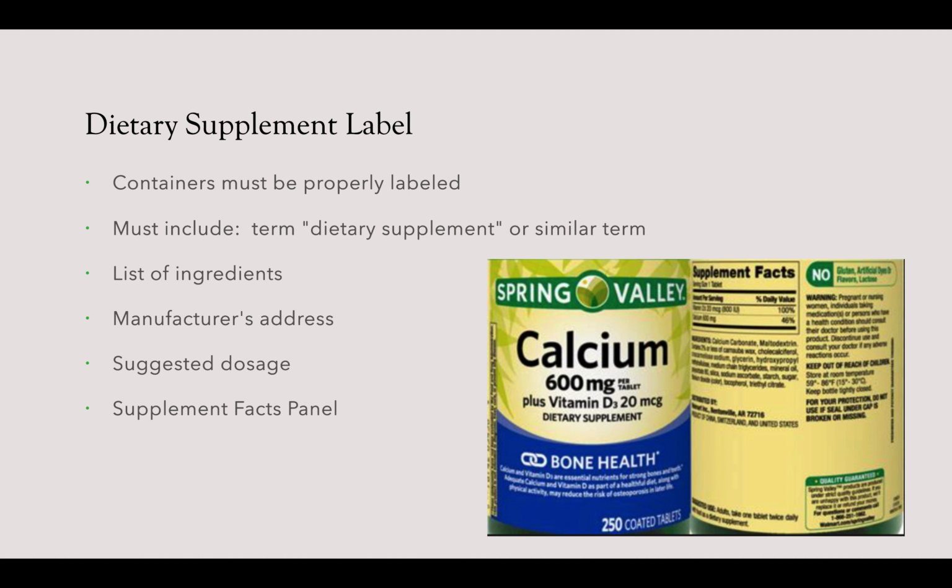Supplement labels must include the name and location information for the manufacturer or distributor, the dosage, and a supplemental facts panel. They must also include the statement, and I'm sure that you've seen this if you have taken supplements or purchased any: "This statement has not been evaluated by the Food and Drug Administration, and it's not intended to diagnose, treat, cure, or prevent any disease."